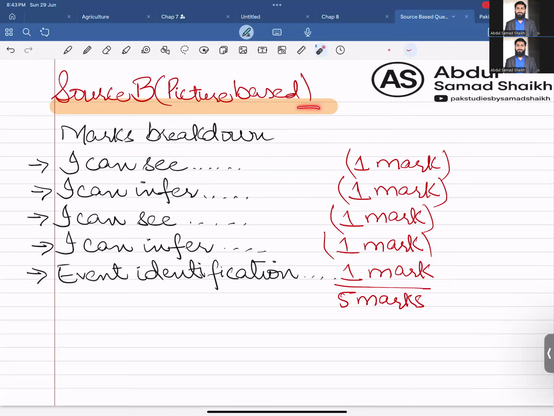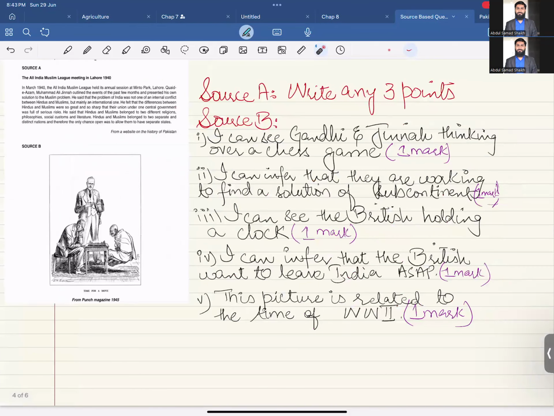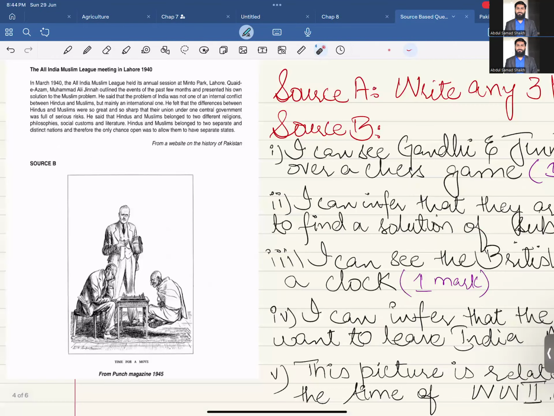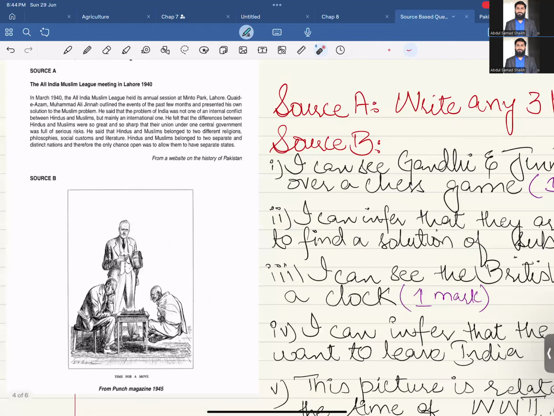when it comes to answering the source-based questions. Let's check whether we are able to solve that example or not. So here, if you can see, this is an example given. This is source A given to us, which is the All India Muslim League meeting in Lahore 1940. So this is the paragraph wherein the information is available about the meeting of the All India Muslim League in Lahore.